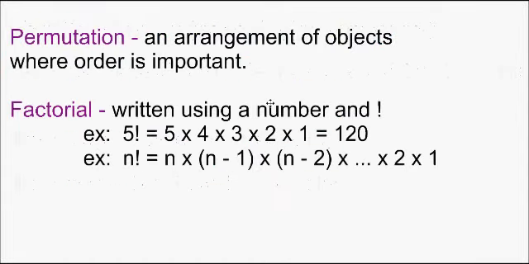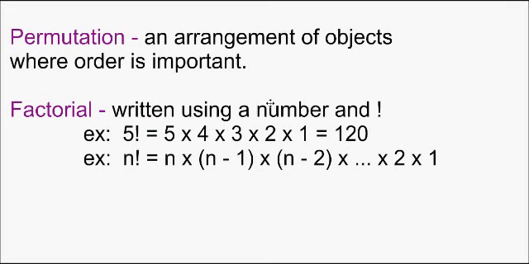Okay, so starting off, a permutation is an arrangement of objects where order is important. So you're ordering, for instance, first, second, and third place. So something where you have an order.